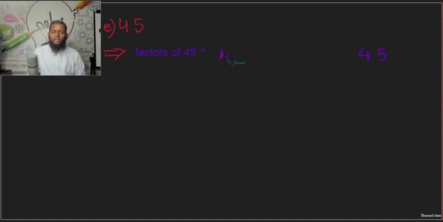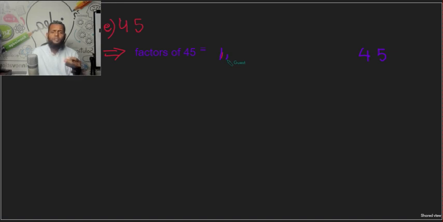Will 2 be a factor or not a factor? First you should tell me. Not a factor. Okay, after 2 there is 3. 2 is not a factor because 45 is an odd number. Is it clear? It is an odd number, so 2 is not a factor of 45.